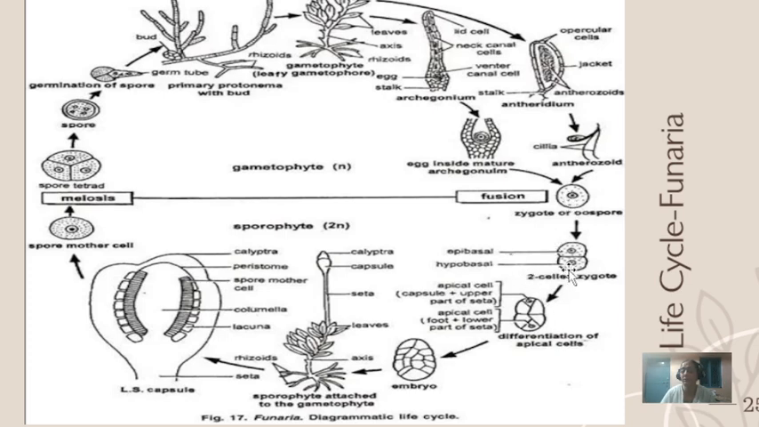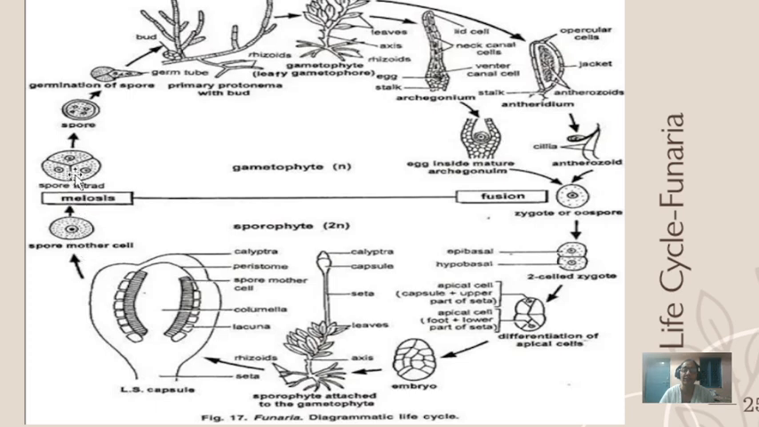Later the zygote divides into two cells, the epibasal and the hypobasal, and these two cells further divide and form the sporophyte, which is dependent on the archegonial female gametophyte. It is divided into foot, seta and the capsule. So the foot gives support and anchorage to the sporophytic plant, and the seta helps in the absorption of the nutrients, and the capsule mostly contains the spores, which disperse from the spore mother cell.